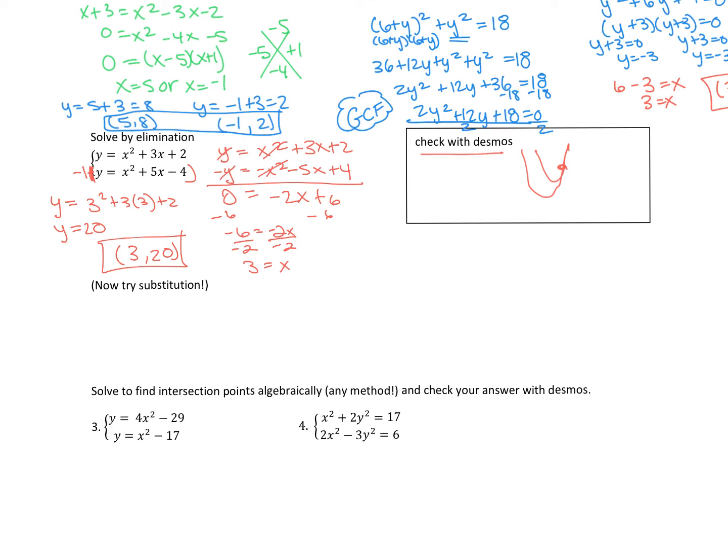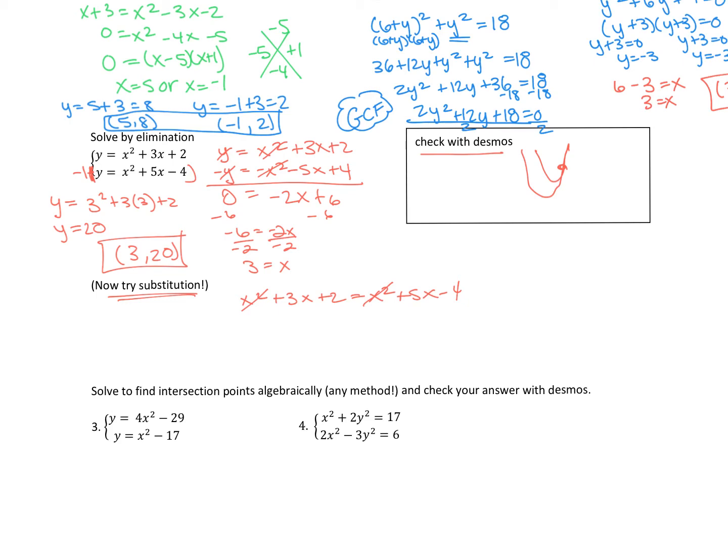So now try substitution. Actually, my favorite method. You'll notice that both of them are y equals. So I really can set y equal to y, or x squared plus 3x plus 2 equals x squared plus 5x minus 4. Your x squareds are going to cancel. Again, you could work that all out. You're going to get x equals 3 again. You're going to plug it in and get 20 again. This problem could have been done either way.